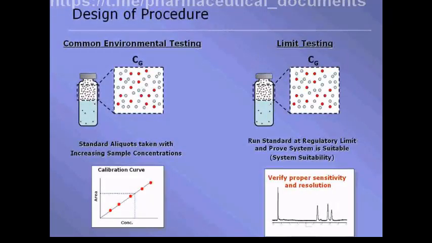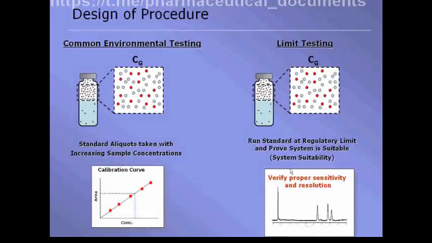If we look at the design of the procedure for this analysis, now let's start to look at more of the analytical detail. We can see that in many testing, and I just show this as an example of common environmental testing, that when we deal with concentration in the gaseous phase, it's sometimes common that what we then do is take standard aliquots with increasing sample concentrations and produce a calibration curve. Therefore, when we have an unknown, this is a very common type of analysis. We have an unknown, we plug the area count into the curve, we then get a concentration for that unknown.